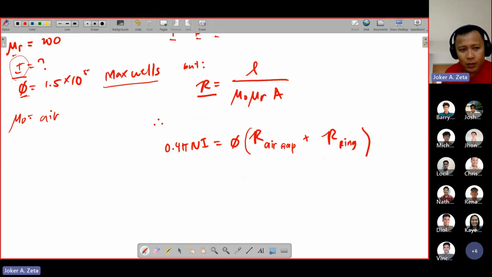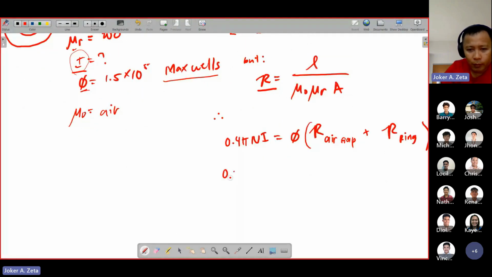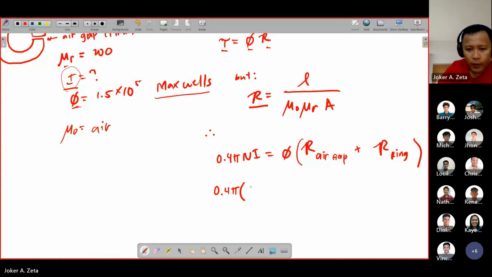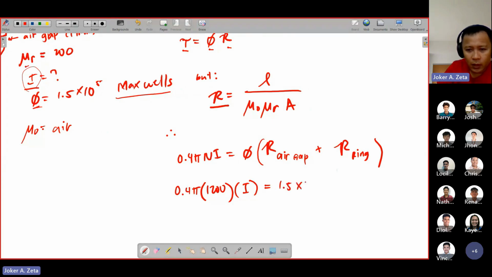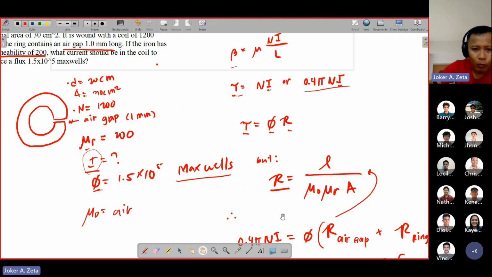Again, we use CGS all the way, because this is the flux. So this will be 0.4 pi times the number of turns, which is 1,200, times the current, which is unknown, equal to the given flux of 1.5 times 10 to the power of 5 Maxwells, times the reluctance. Let's start with the air gap. Recall, reluctance is length over mu o mu r A. The length of the air gap is 1 mm.